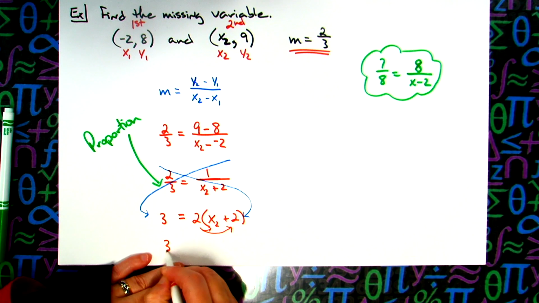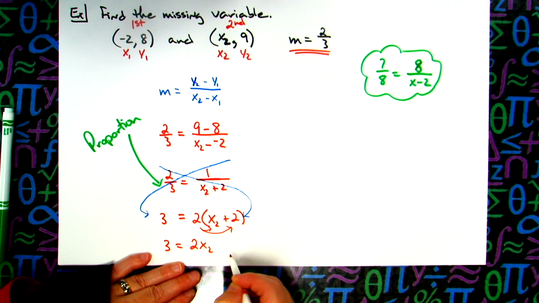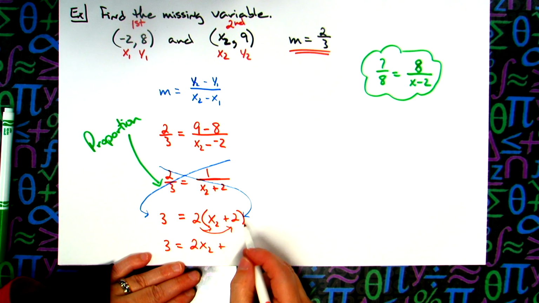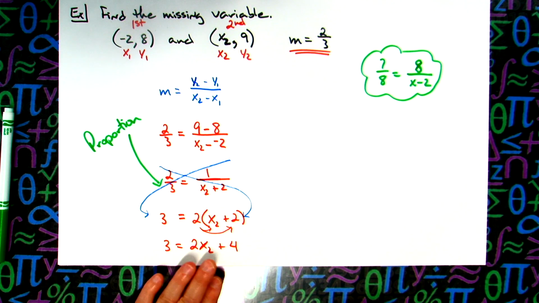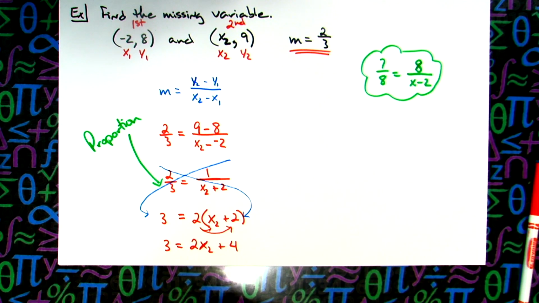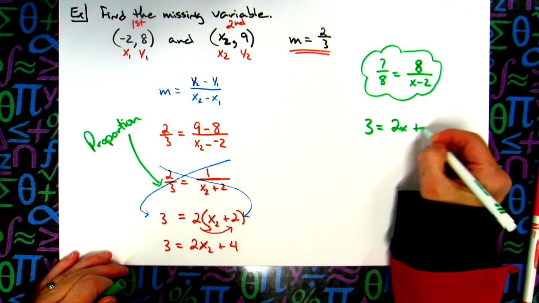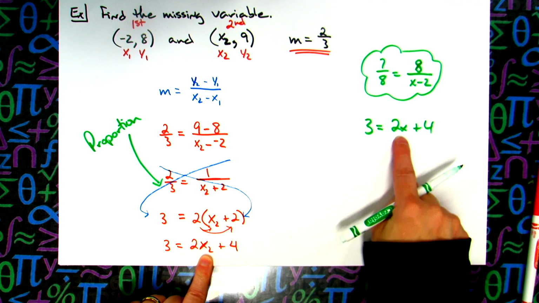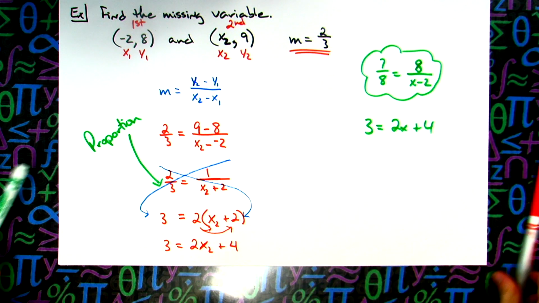So I have a 3 here. 2 times x sub 2 plus 2 times 2 is 4. I've got a two-step equation. Even though it's got that subscript in there, that equation is no different than us doing an equation that says 3 equals 2x plus 4. It's the exact same thing because I don't care what that variable is. I can change it to any letter. I can have subscripts on it. It doesn't matter. So at this point, what would I do with this?